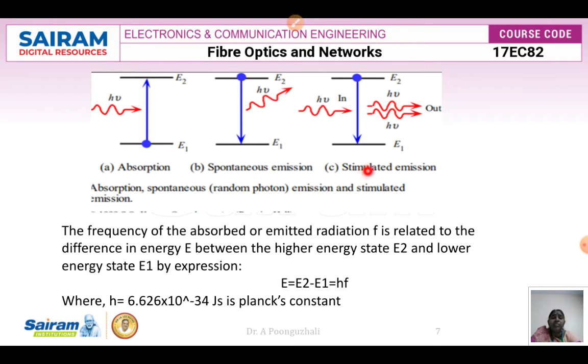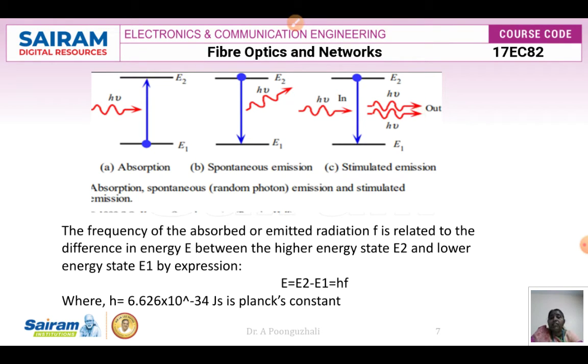And stimulated emission is when the electron present in the higher energy level is incident upon by a photon of energy h mu. The electron will come to the lower energy state, and when it does, it will emit a photon of energy h mu, which is equivalent to the energy of the incident light. So in this case, the incident photon and the emitted photon have the same energy and are in the same phase.